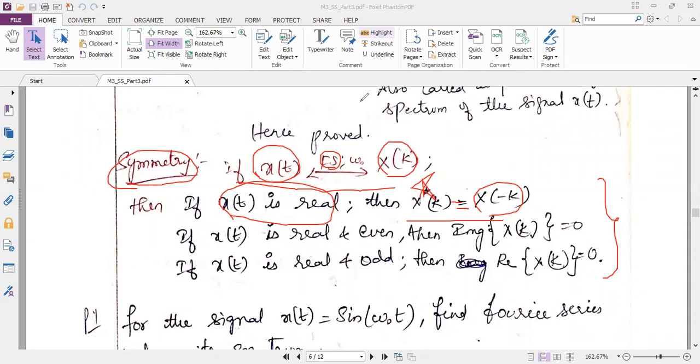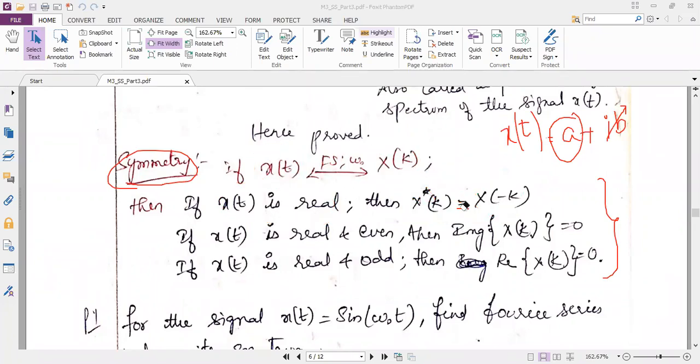So if x of t is real, you know what is real? It is not a complex number. That means x of t is equal to a plus ib, in that I can say this ib is not at all present. Only it is having the real element. Then my observation is X conjugate of k is equal to X of minus k. Just make a note of this.